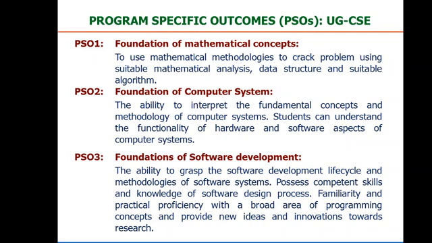For every UG program, 2 to 3 program specific outcomes are to be defined. Here for UG CSE, the sample PSOs are given. PSO 1, Foundation of Mathematical Concepts. PSO 2, Foundation of Computer System. PSO 3, Foundations of Software Development. Like every UG program, they need to define 2 to 3 program specific outcomes.